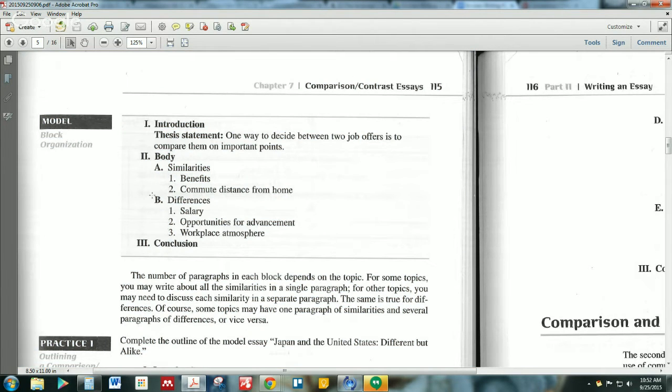Next, you would talk about differences. And then you had 3 different paragraphs under this idea of differences, where you might talk about salary, opportunities for advancement, workplace atmosphere. The point is that a focused model, a focused outline will help the shape of your essay and the clarity of your ideas, because you'll have it very clearly organized in 2 sections of similarities and differences, or different sections that you compare and contrast individually. Again, the point being that a good outline will structure your essay and make your essay more clear.